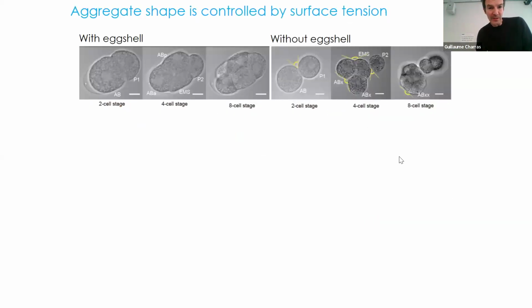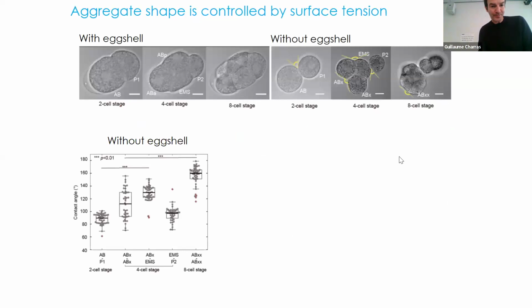And I'll skip this. If you want to convince yourself that there are some changes in mechanics, you can look at your embryo at different time points and try to measure the angles of contact between cells within the same embryo. You can see right away that this angle and that angle are not the same. So there must be differences between the pairs of cells in there.